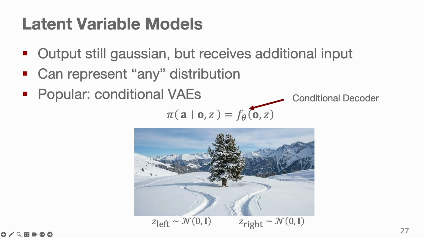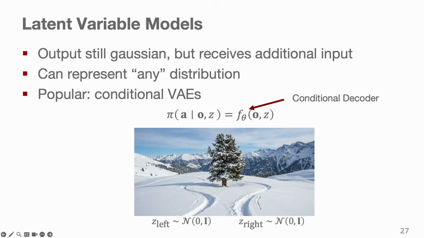Okay, and the last toolkit to handle multimodality are latent variable models, which can represent any distribution in principle as long as the network is big enough. In latent variable models, the output of the network is still a Gaussian, but in addition to the image, it receives an additional input that is sampled from a prior distribution, let's say a zero mean, unit variance Gaussian. So this is like a seed for the network, and it will result in the network predicting different modes or different behaviors.